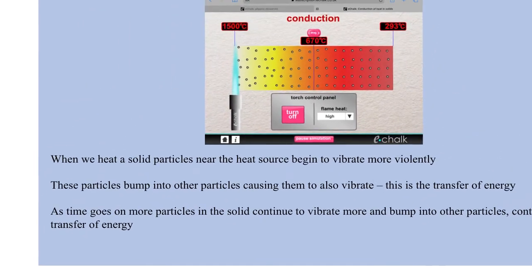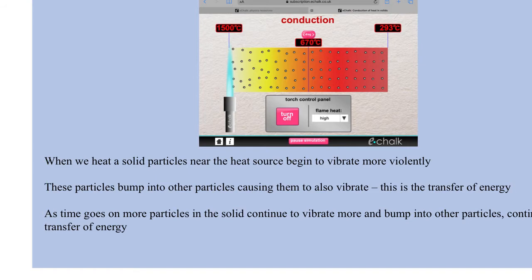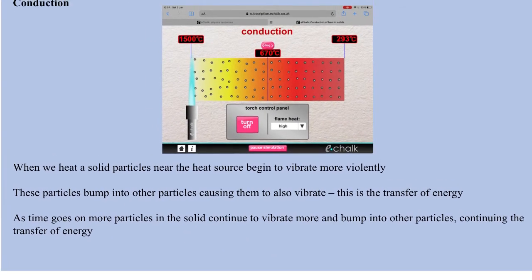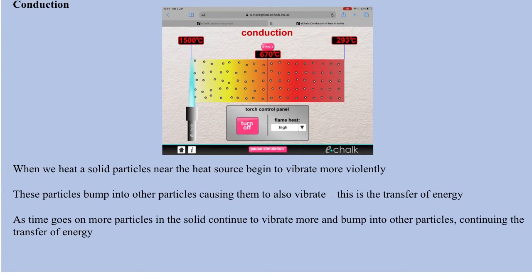So, key points, then. Point number one: when we heat a solid, particles near the heat source begin to vibrate more violently. These particles that we've just heated bump into other particles, causing them also to vibrate. Now that is that transfer of energy. As they're vibrating, they're bumping into others, forcing that energy down my piece of metal. And finally, as time goes on, more particles in a solid continue to vibrate more, continuing the transfer of energy. So this just keeps going.